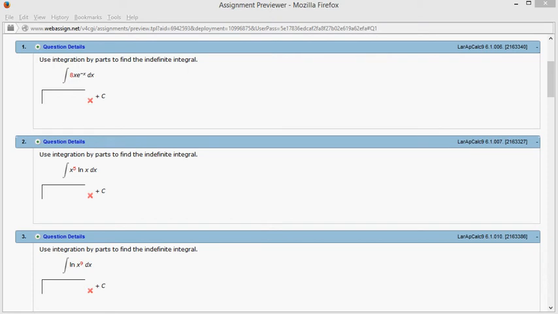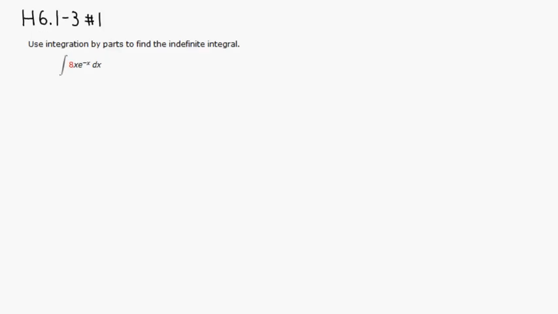Alright, let's look at the homework 6.1, 6.3, problem number 1. We want to evaluate this integral using integration by parts. So let's do that. Remember that integration by parts goes something like this.